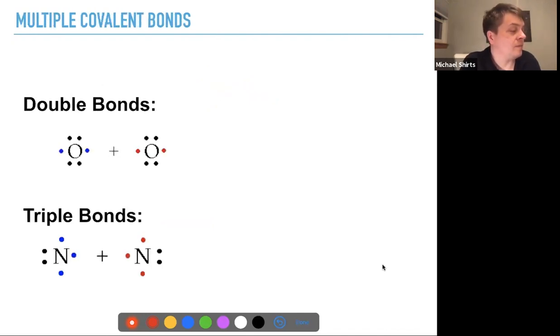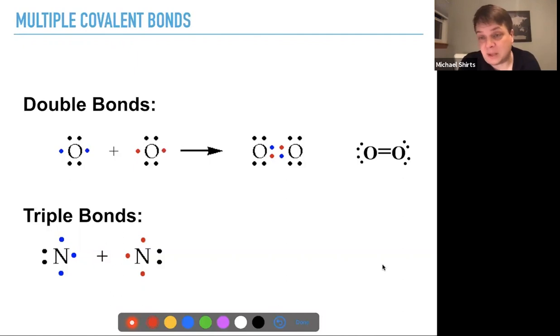Double bonds and triple bonds. So for oxygen, if you have O2, which we know is a nicely stable molecule, it'll need to share 2 electrons in order for both of the atoms to have a full octet. And so if there's 2 electron pairs being shared, 4 electrons being shared total, we'd write that as a double bond. Nitrogen has 5 valence electrons, so in order for N2 to form, it would need to share 3 electrons.